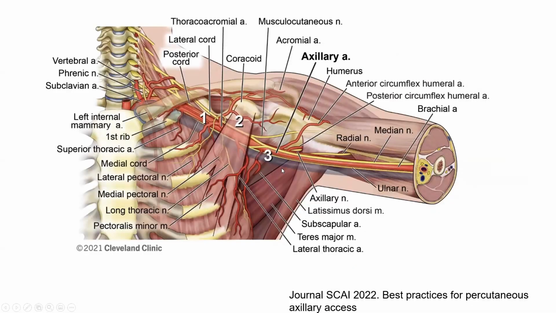This is another illustration of the three segments of the axillary artery. Again, you try to stick between the lateral thoracic artery, this one, and the subscapular artery, definitely outside the chest and the first rib.